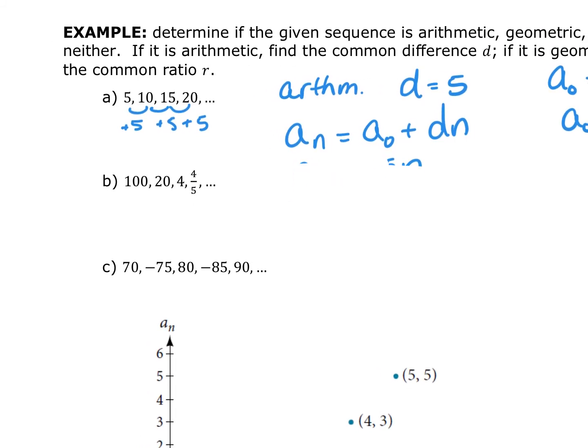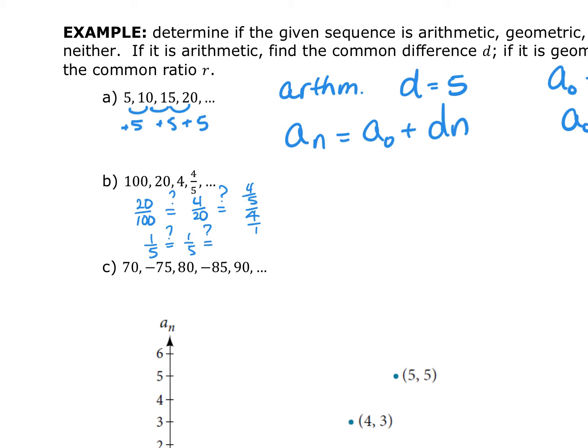Let's take a look at my next one here. I have 100. So I can see by glancing at it, it's not going to have the same difference between them. So let's see if we have the same ratio. So we have 20/100. We ask ourselves, is that the same thing as 4/20? Let's do some reductions here. 20 goes into 100 one out of 5 times, so that's 1/5. 4 goes into 20 1/5, so that seems to be holding.